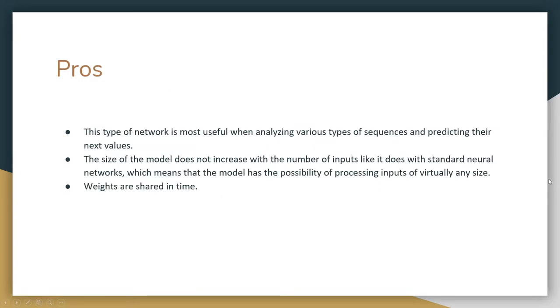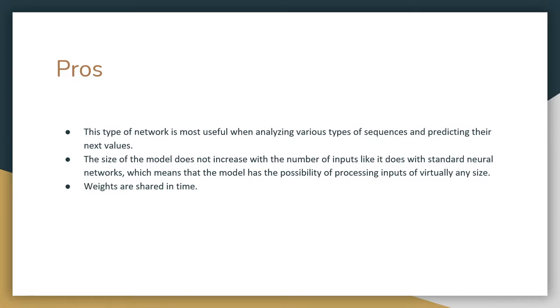The pros of this type of network are that it's very effective when analyzing various types of sequences and predicting their next values. There are many examples of this. A really cool example is music generation. That's been advancing a lot in recent years, and I think it's a really good example of what RNNs can be capable of if used correctly.